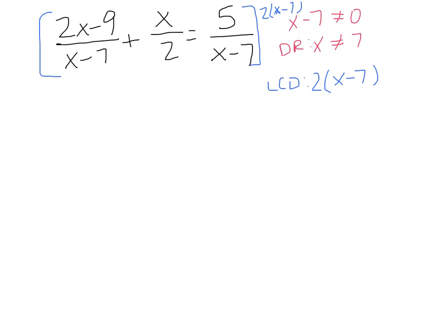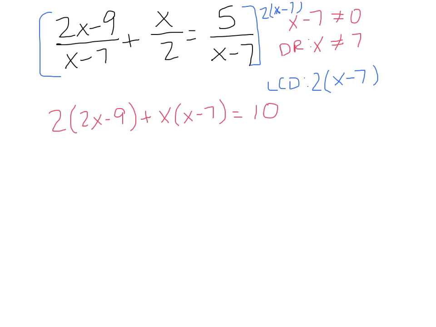Alright, so let's multiply the first fraction. I know the x minus 7's will cancel out, but the 2 stays. So I'm going to have 2 times 2x minus 9. I look at the second fraction, the 2 will cancel, but I'm going to be left with the x minus 7 still. So I'm going to have x times x minus 7. And in the third fraction, the x minus 7's cancel, so I'm left with 5 times 2, which is 10.